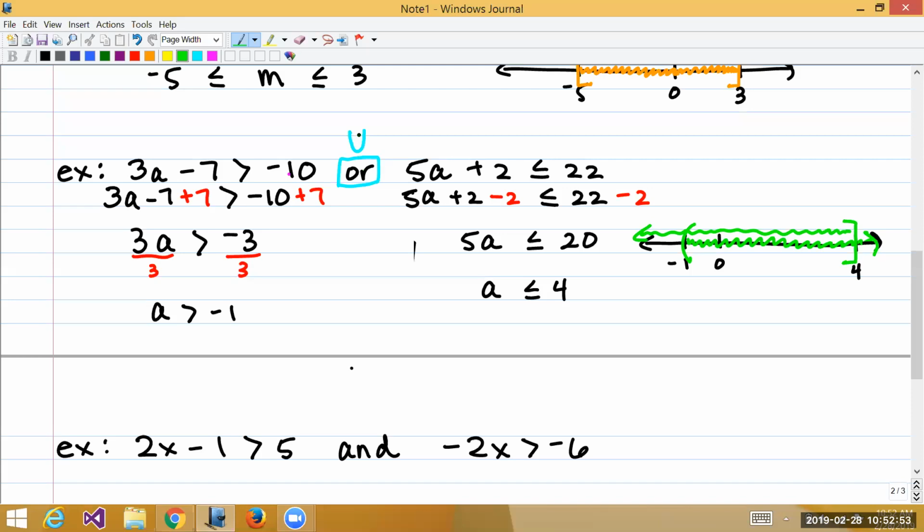Now, because we had a union, that basically means you want to combine everything. So if you take all the shading of the first inequality and all the shading of the second inequality, what is shaded in total? Well, you can see pretty much the entire number line gets shaded, right? The a is less than or equal to 4 gives us shading going all the way to -infinity, and the a is greater than -1 gives us shading going all the way to +infinity. So our solution here is from -infinity to +infinity, or we can just write all real numbers.